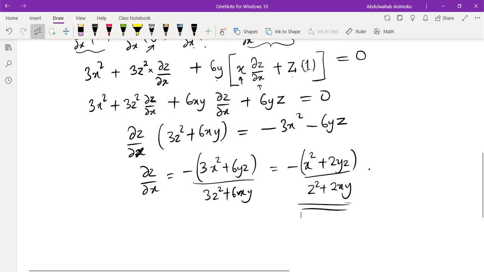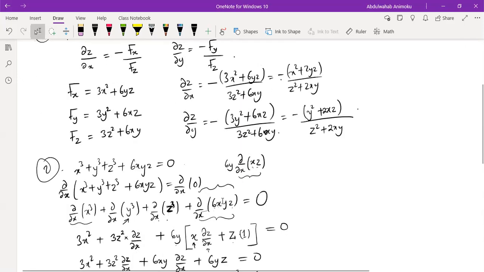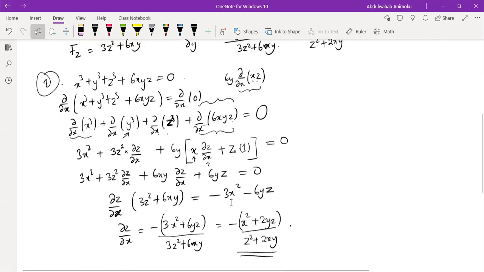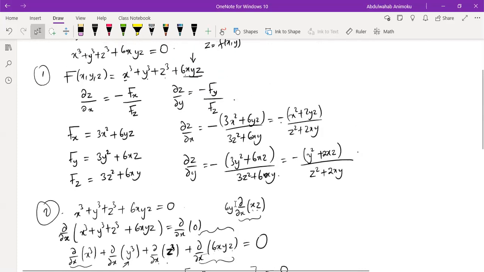So if you check your solutions, you see that what? They give the same thing. Del z del x, we get the same thing here on both sides. All right, good. So these are the two methods that you can use to solve functions of two variables when you want to find the partial derivatives using implicit differentiation.